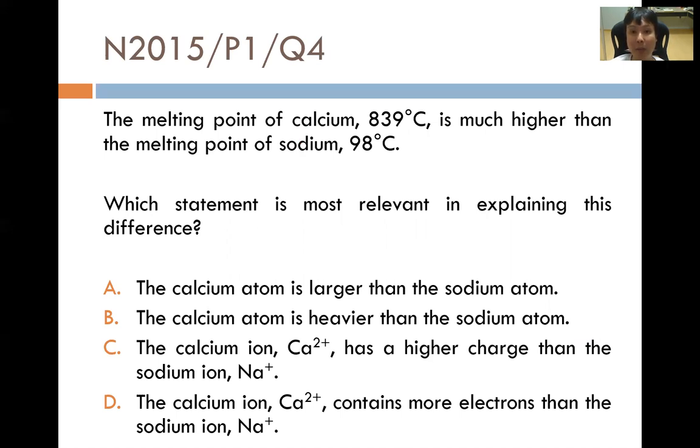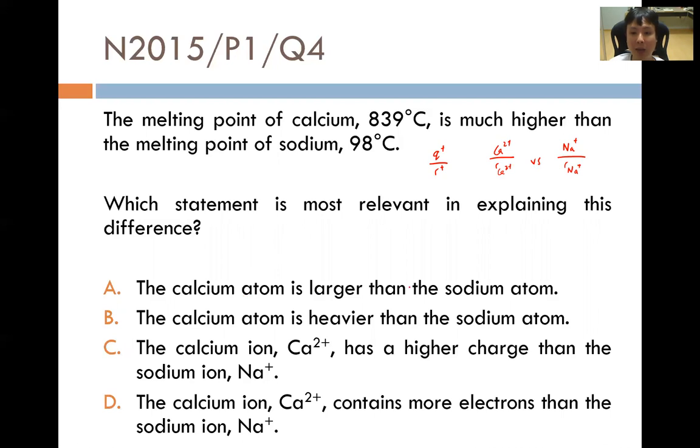What are the factors that influence the metallic bond that will cause a variation in melting point? The factor that causes a variation in melting point of metals is the charge density of the metal. So basically, Ca2+ over the radius of Ca2+, versus the magnitude of the charge in Na+ versus the radius of the Na+ cation.